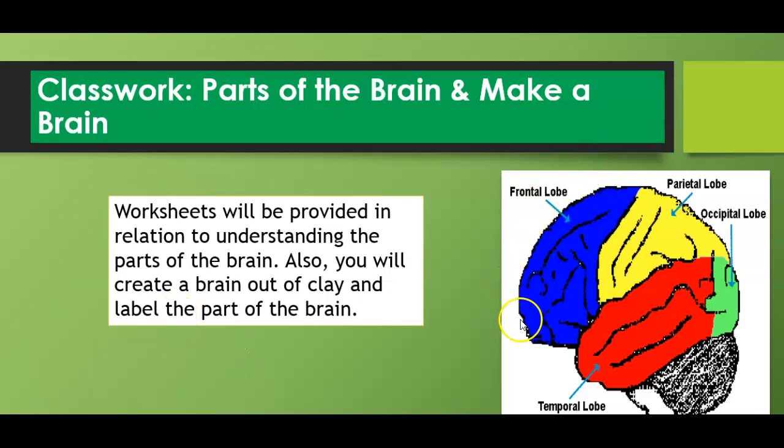We cut out the frontal lobe, the parietal lobe, the occipital lobe, and the temporal lobe. All of these were different colors. And then we used a plain white sheet of paper to piece the parts of the brain together and create the brain. So we labeled it as well. I would like you guys to do that also.